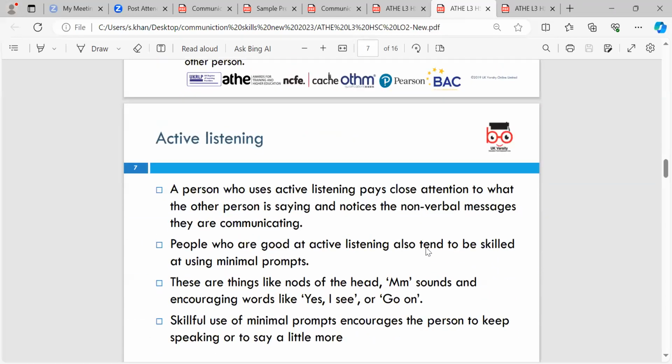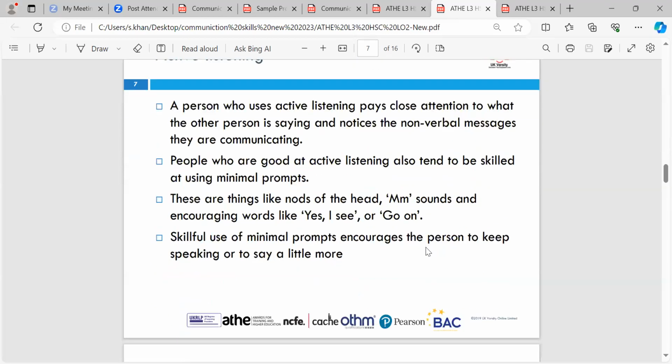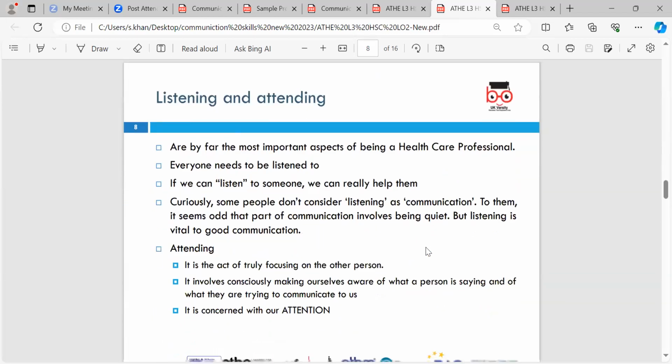And then we looked at why active listening is important. It's because you pay attention and the other person knows that you are communicating with them. Listening and attending. By far the most important thing in the health and social care profession is that everyone needs to be listened to. So if we can listen to someone, we can help them. If you listen to someone's concerns or anything about a patient, they are able to identify that you are listening, and they are happy that you are listening to what they're saying and supporting them.